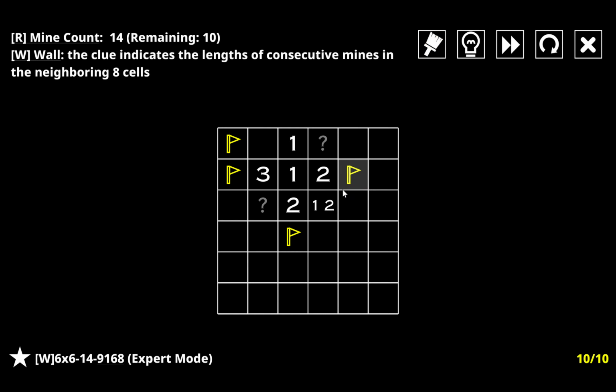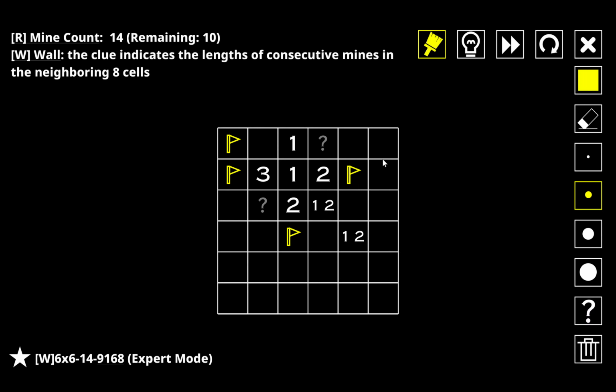Okay. We can notice that this cell is a distance of 3 away from both of our groups, so we know that it can't be the one that we're looking at. Or rather, it can't be a mine. So there we are.